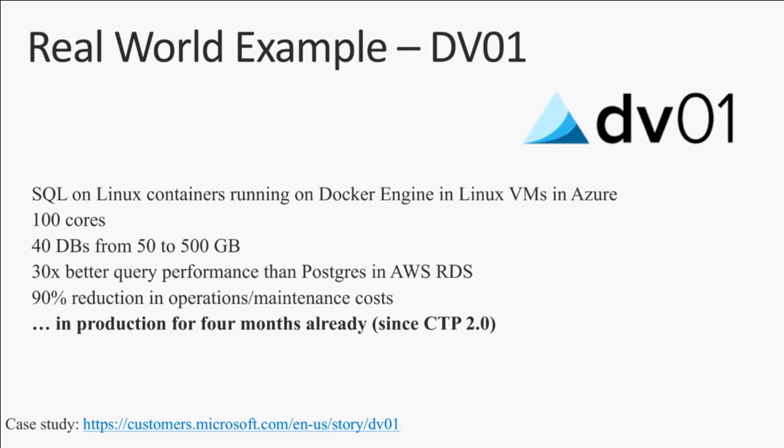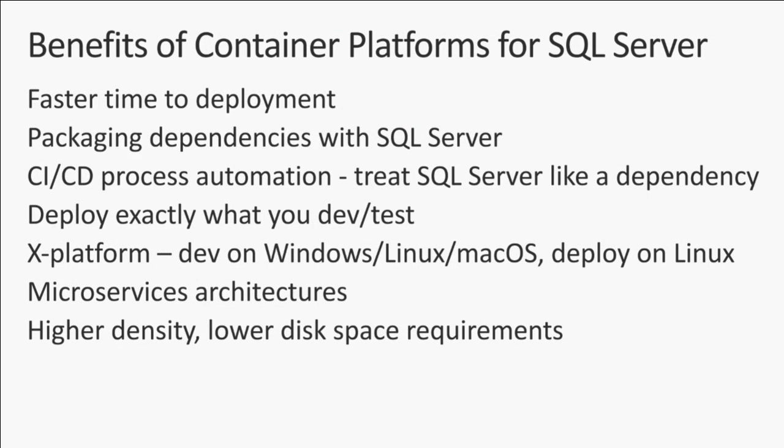And they have about 100 cores supporting 40 databases that range in size from 50 to 500 gigs, and they're getting 30 times better performance than what they saw with RDS, and they've reduced their operational cost by 90%. And they've been in production on these containers since CTP 2.0, which was back in like April or something. So awesome story. These guys are very progressive on these kinds of things, and they've been rock solid running on containers so far.